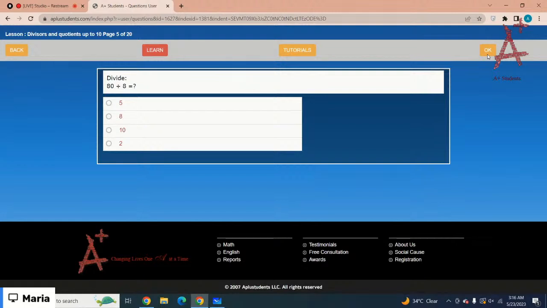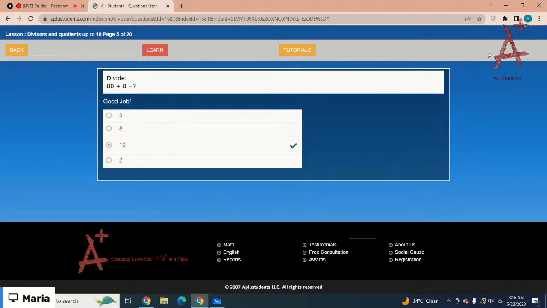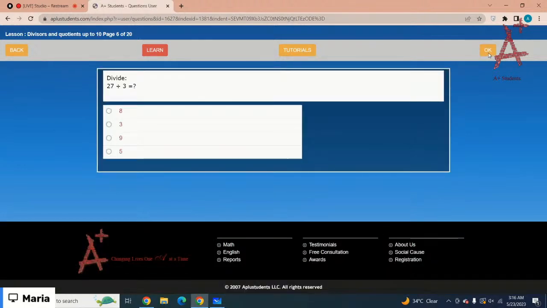Yes, 8 times 10 is 80, so the correct option is 10. The next one is 27 divided by 3. You have to count a table of 3 until 27, so which is the correct option?